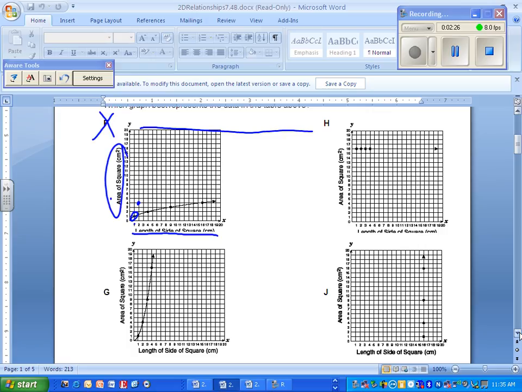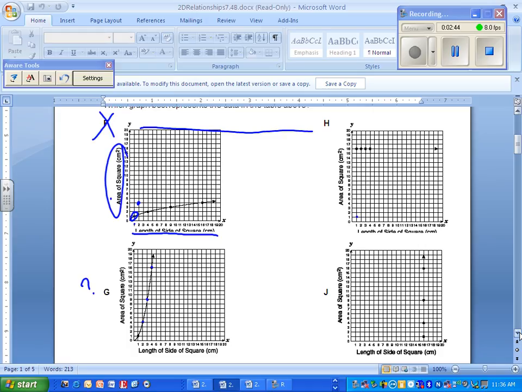Now let's move to letter G. Now this has 1 and 1, and this has when the length is 2, the area is 4. When the length is 3, then the area is 9. When the length is 4, the area is 16. This looks like a good one, but I'm going to check the others just to be sure.